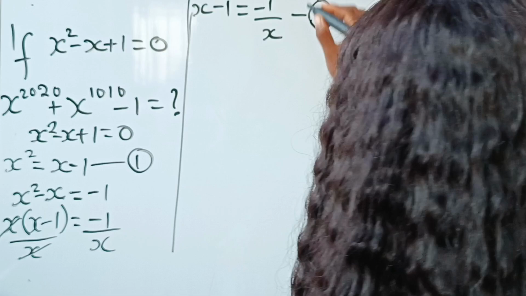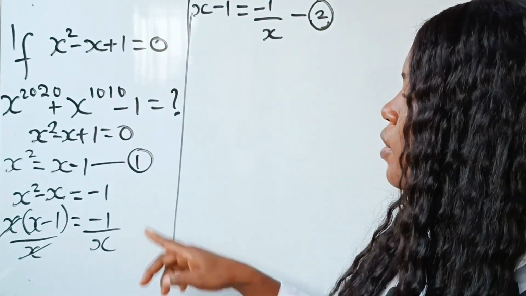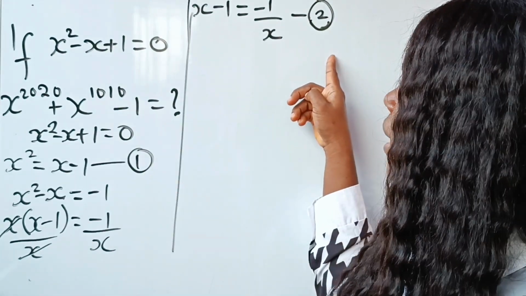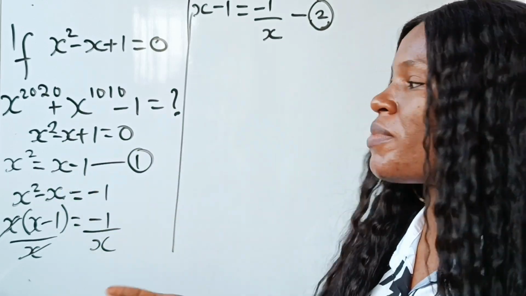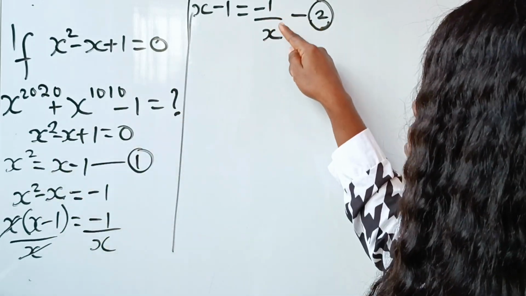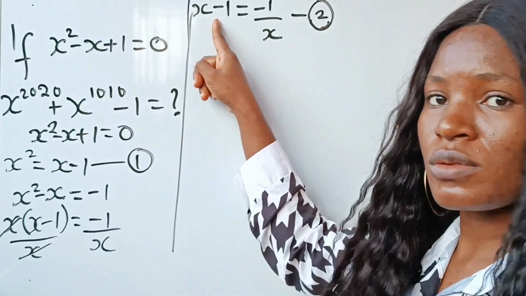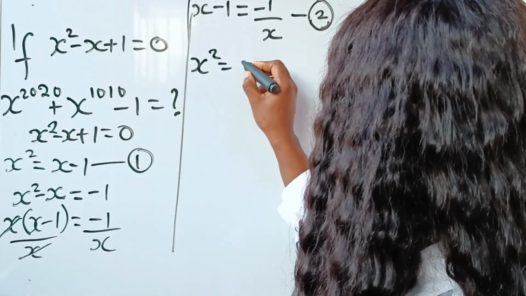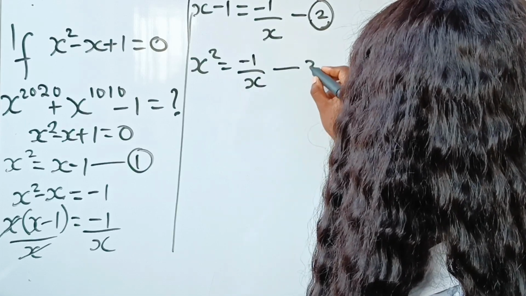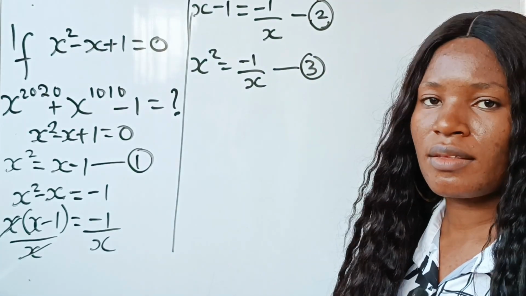Now if we compare equation 1 and equation 2, we can say if x squared is equal to x minus 1, that simply means that x squared is also equal to minus 1 over x, since it is equal to x minus 1. So we can write that x squared is equal to minus 1 over x. We can call this equation 3.